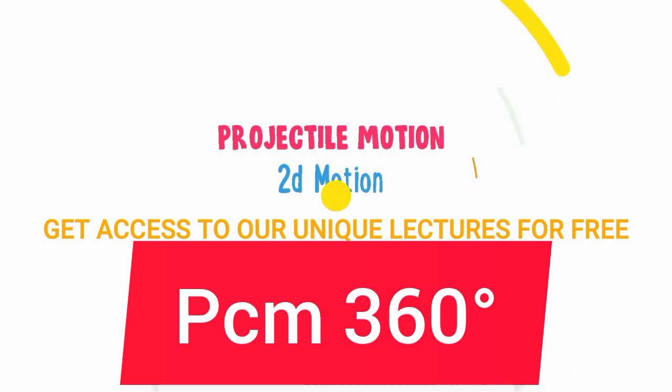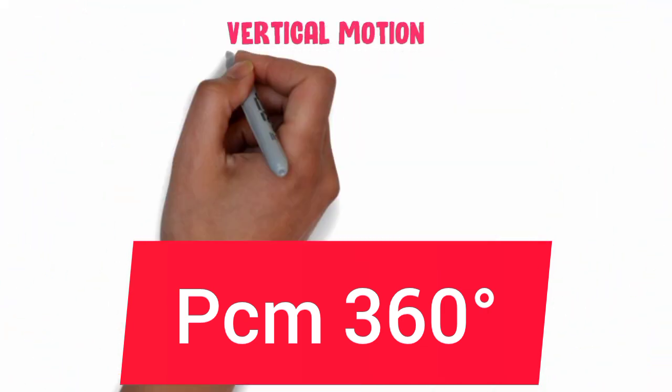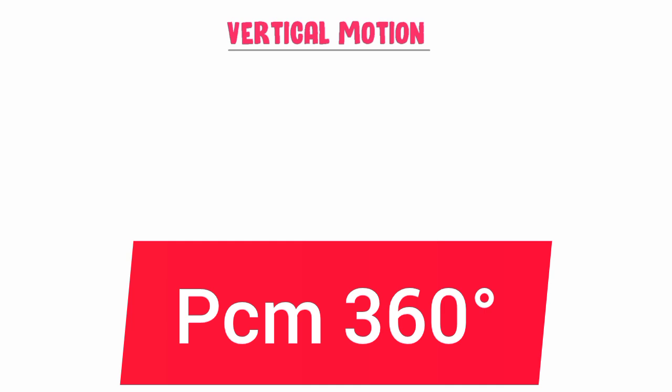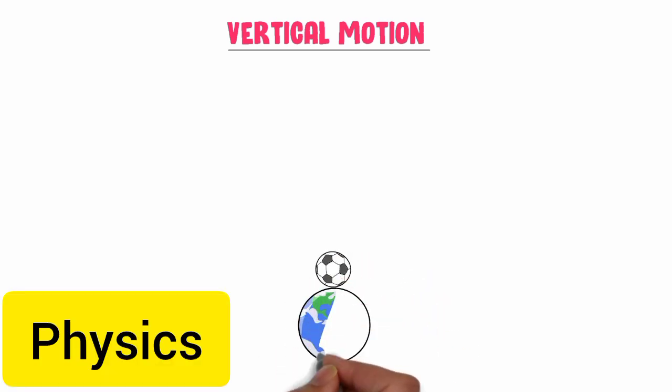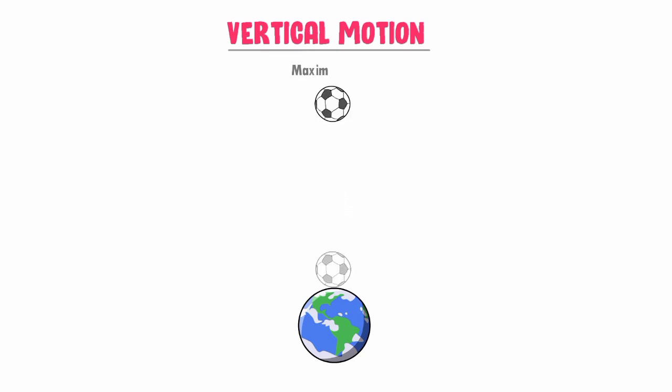Firstly, let me teach you the vertical motion, which will make things super easy. For example, consider a ball present on the surface of the earth. Now you throw this ball in upward direction. Let the initial velocity of this ball be 10 meters per second.